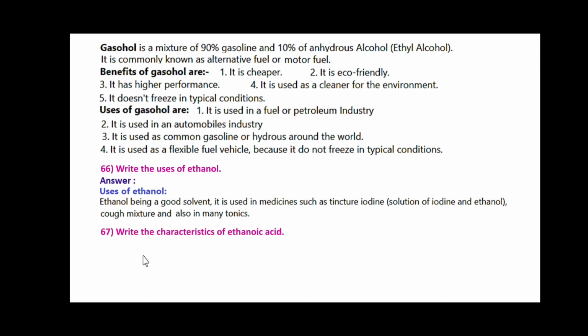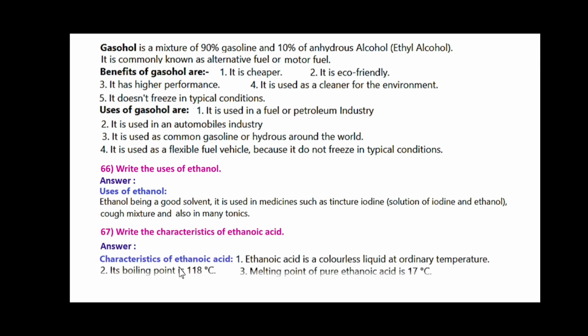Write the characteristics of ethanoic acid. Ethanoic acid is a colorless liquid at ordinary temperature. Its boiling point is 118 degrees Celsius. The melting point of pure ethanoic acid is 17 degrees Celsius. Its aqueous solution is acidic in nature and hence turns blue litmus red.